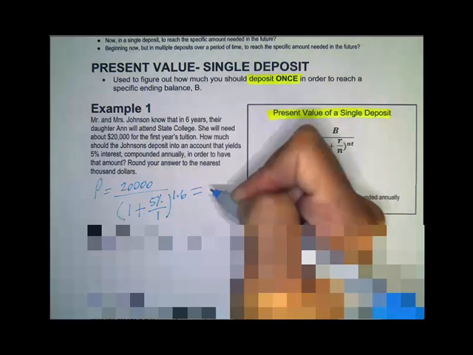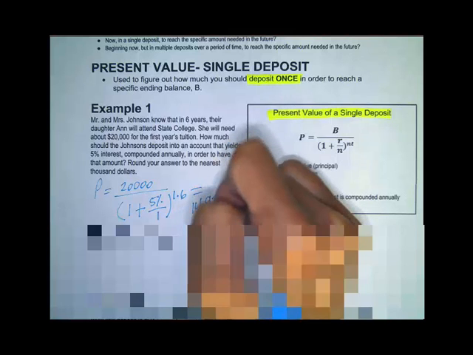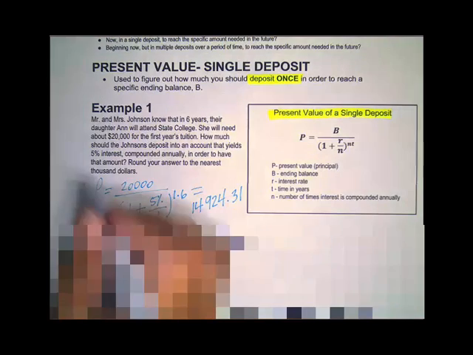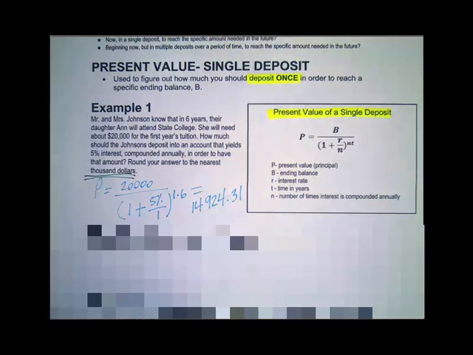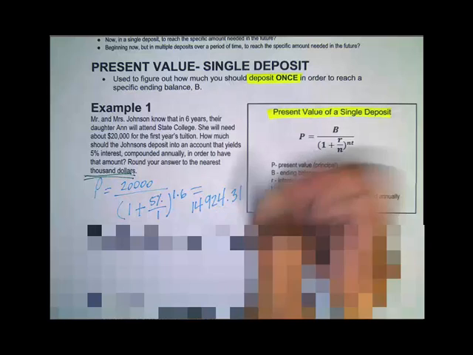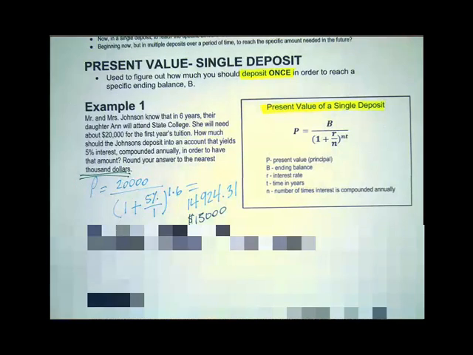So you should have gotten $14,924.31. But this question asks for the nearest 1,000, not thousandth, 1,000. So 14,900 is closest to $15,000. So they need to make a single deposit of $15,000, and over 6 years at an interest rate of 5% compounded annually, it will grow to $20,000.